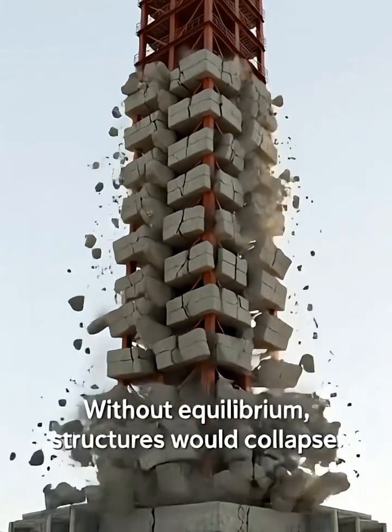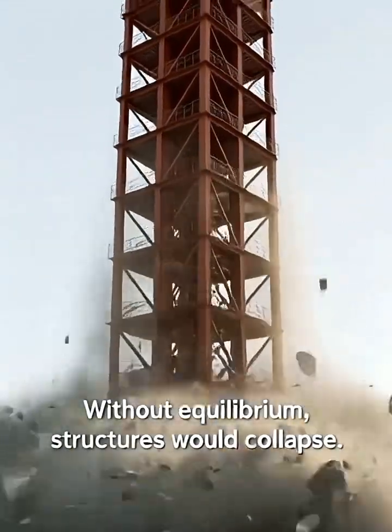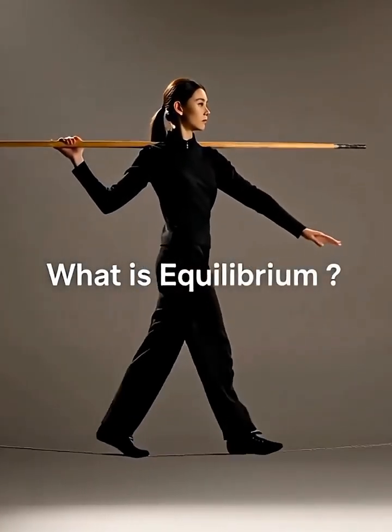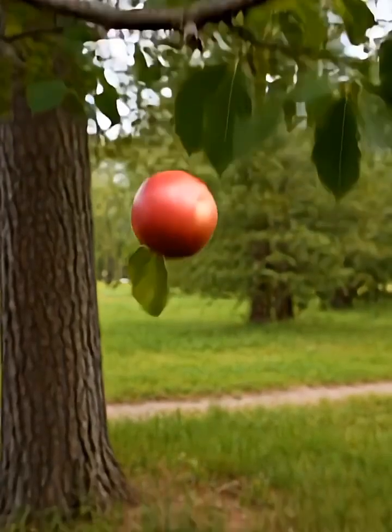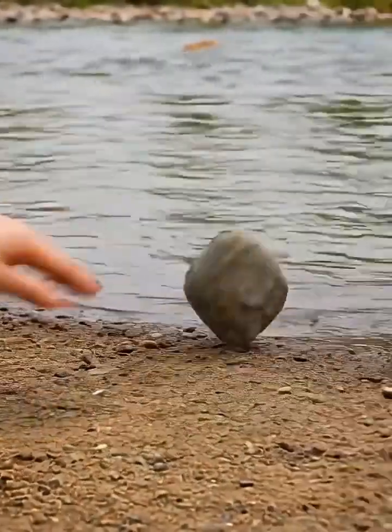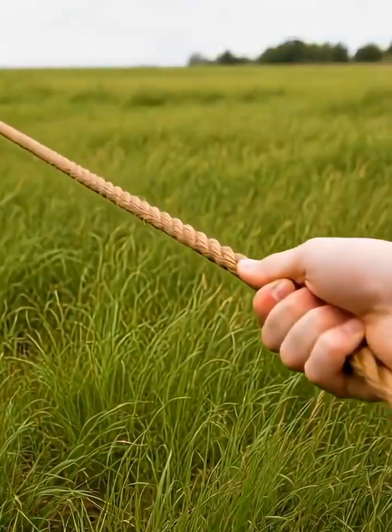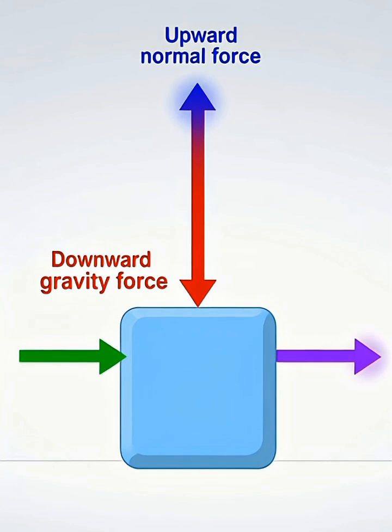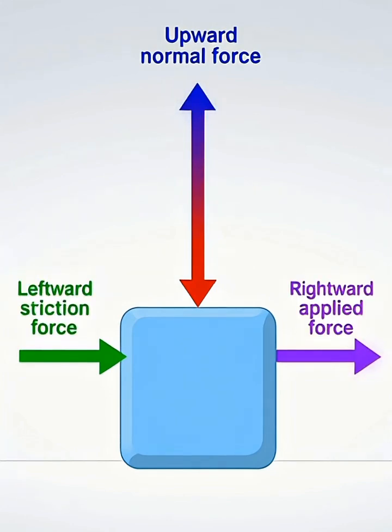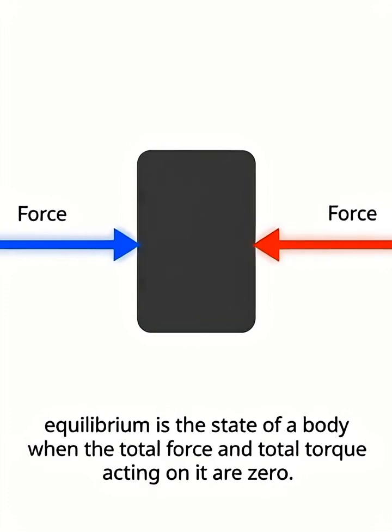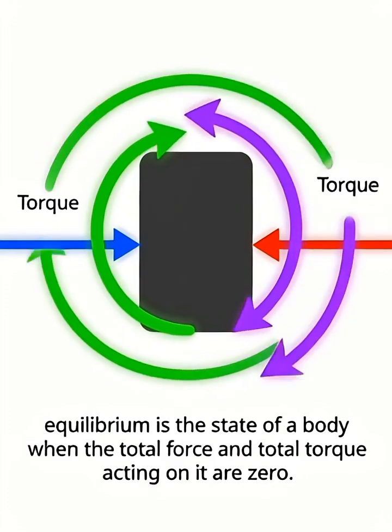Do you know, without equilibrium, structures would collapse? But what is equilibrium? So let's check. We know in nature many forces act on objects like gravity, push, pull, friction, tension, and more. When these forces are perfectly balanced, the object is said to be in equilibrium. Equilibrium simply means balance of forces. It's the state of a body when the total force and total torque acting on it are zero.